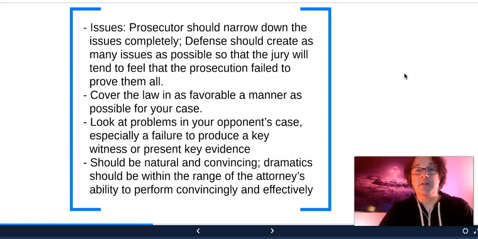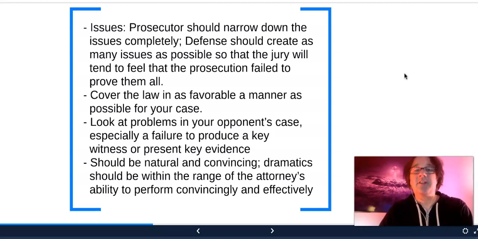You might look at problems in your opponent's case, in the opposing attorney's case, especially a failure to produce a key witness or to present key evidence. So, where's the murder weapon? Well, they can't find it, right? Or where's the body? They don't have a body. There's no definitive proof that this person's even dead, right? So that would be a big example of failing to produce key evidence. But yeah, sometimes murder trials happen without a body, and they could be successful even without a body.